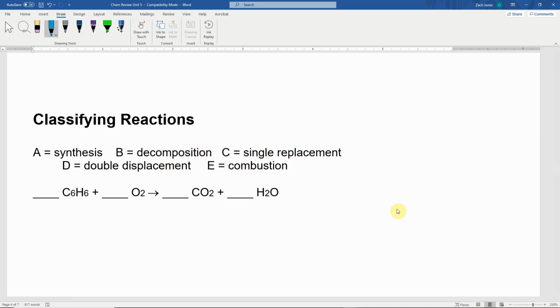The correct answer for this one was E, it's combustion. It makes CO2 and water, and a hydrocarbon burns with oxygen. It's definitely combustion. Let's try another one.